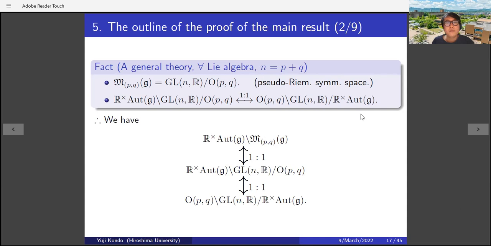So we have these two identifications between this orbit space and this double coset space. And moreover, this double coset space is identified with this double coset space.